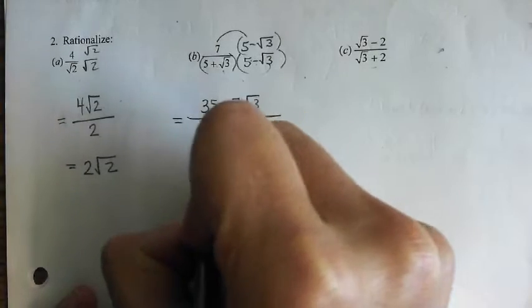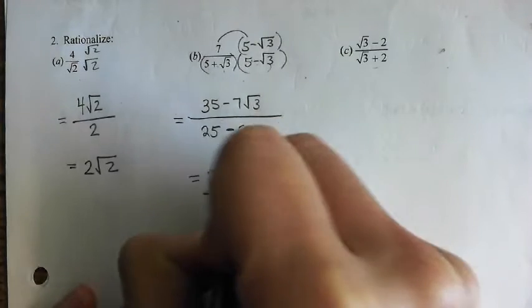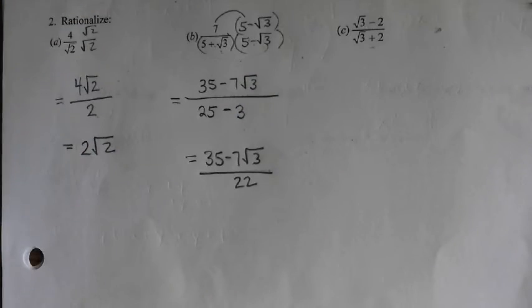Okay. So 35 minus 7 root 3 over 22. Does anybody disagree with that?